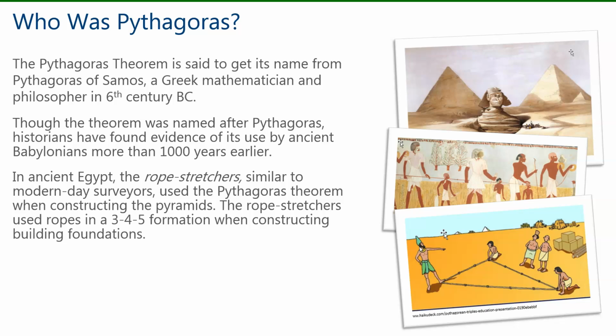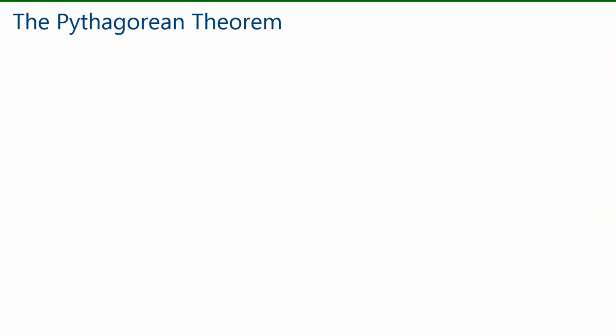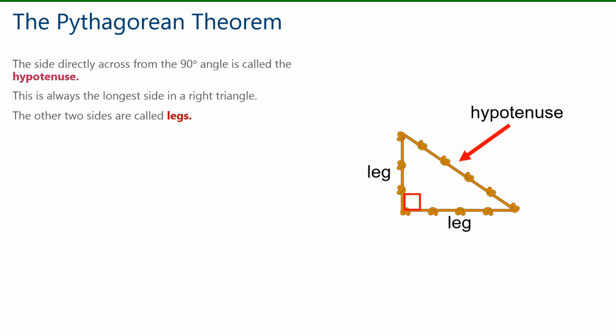The rope stretchers used ropes in a 3-4-5 formation when constructing building foundations. This is what formed the basis for the geometric relationship that we know today as the Pythagoras theorem. The ropes had 12 evenly spaced knots. When the ropes were pegged to the ground in a pattern as shown, a right triangle would result. The side opposite the right angle, the longest side, is called the hypotenuse, while the two shorter sides that form the right angle are called legs.